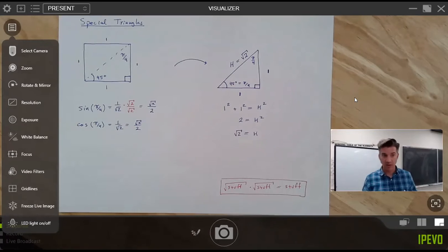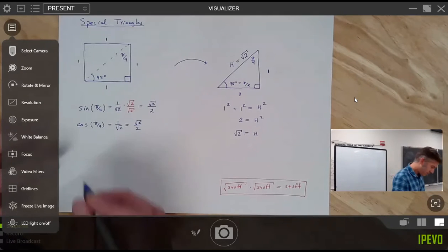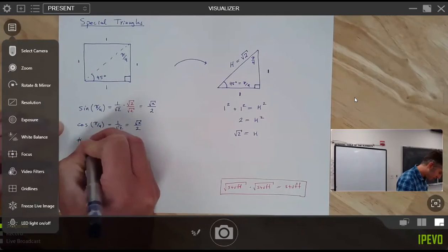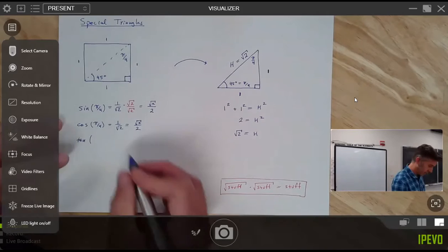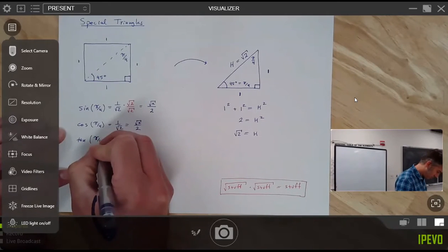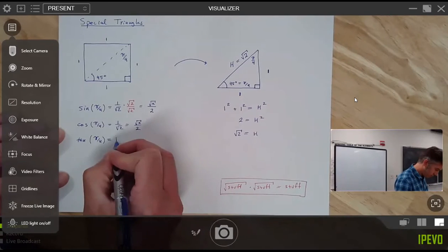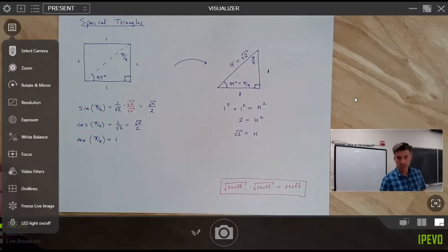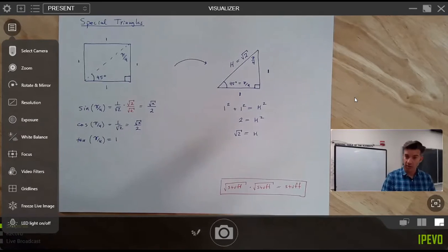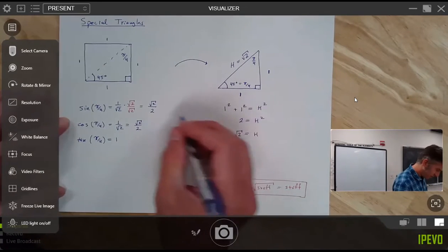Sine of 45 degrees is root 2 over 2. Cosine of 45 degrees is also root 2 over 2. And then tangent of 45 degrees or pi over 4 radians is equal to 1 over 1, which is 1. Let's do the other 3. Hopefully I left myself enough room here.